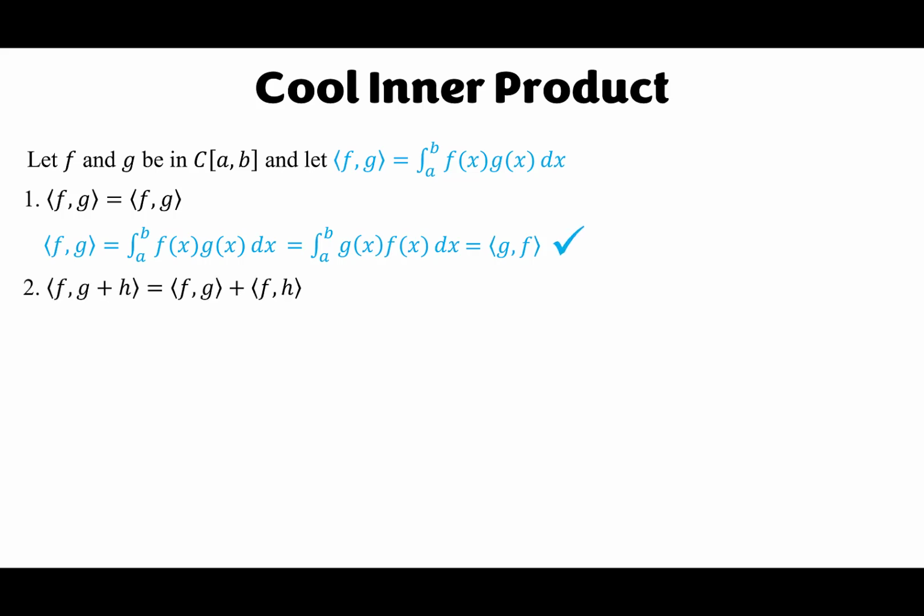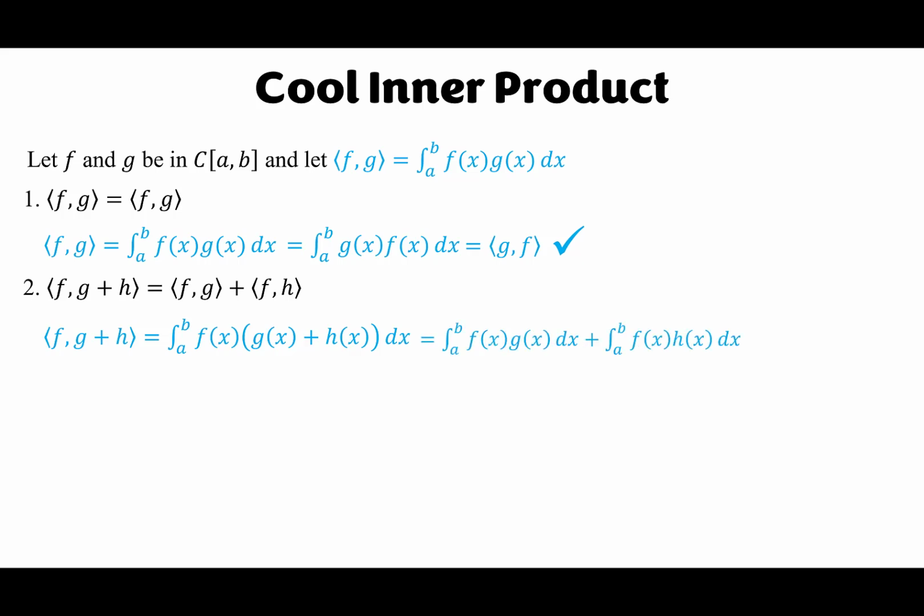Property 2, we're checking out the distribution property. By definition of the inner product of f with g plus h, we have the integral of f multiplied by g plus h. And we can distribute f through to both g and h and separate it into 2 separate integrals. And those 2 integrals are both inner products, one with f and g, and the other with f and h. So you've satisfied property 2.